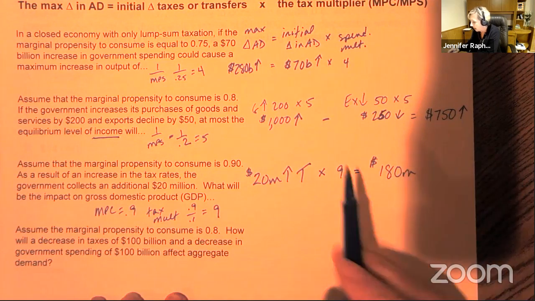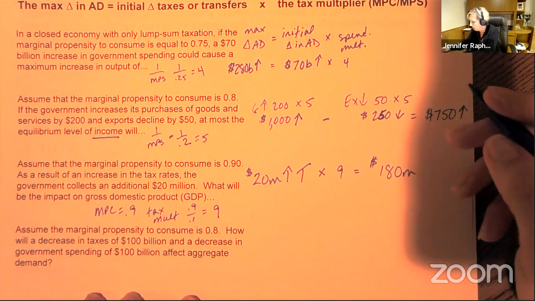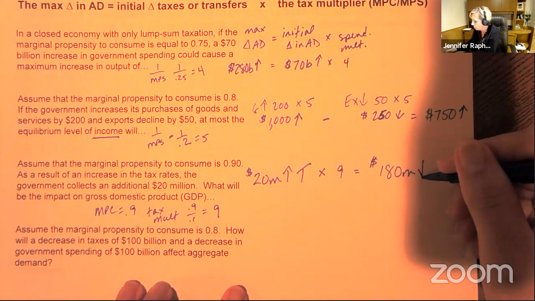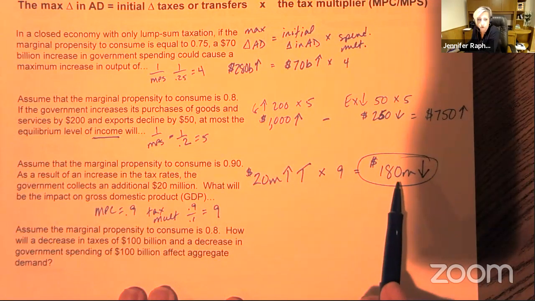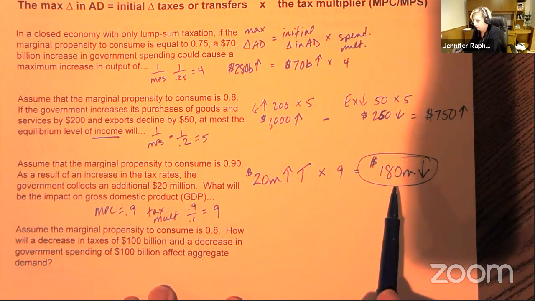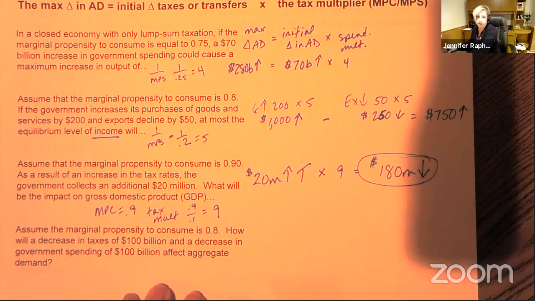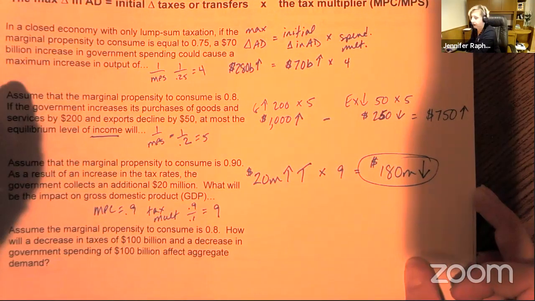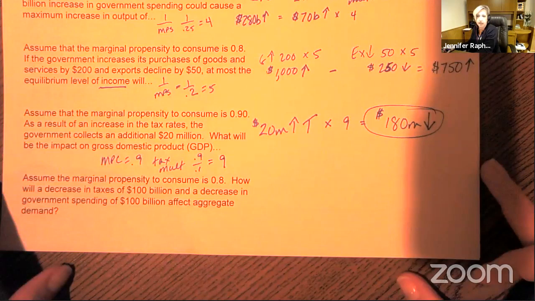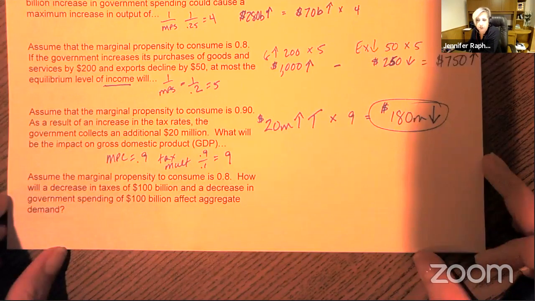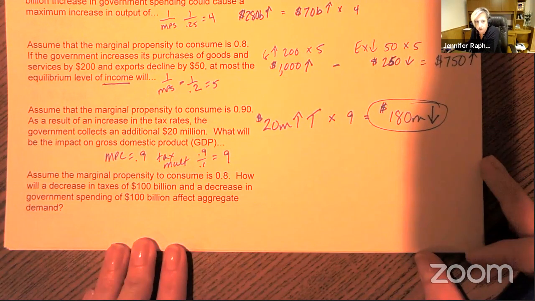Now, if taxes go up, then real GDP is going down. So make sure you note your directional change here. So it would produce a $180 million decrease. So now this last one is what we can call a balanced budget multiplier question. This is a conceptual question as much as it is an arithmetic question.